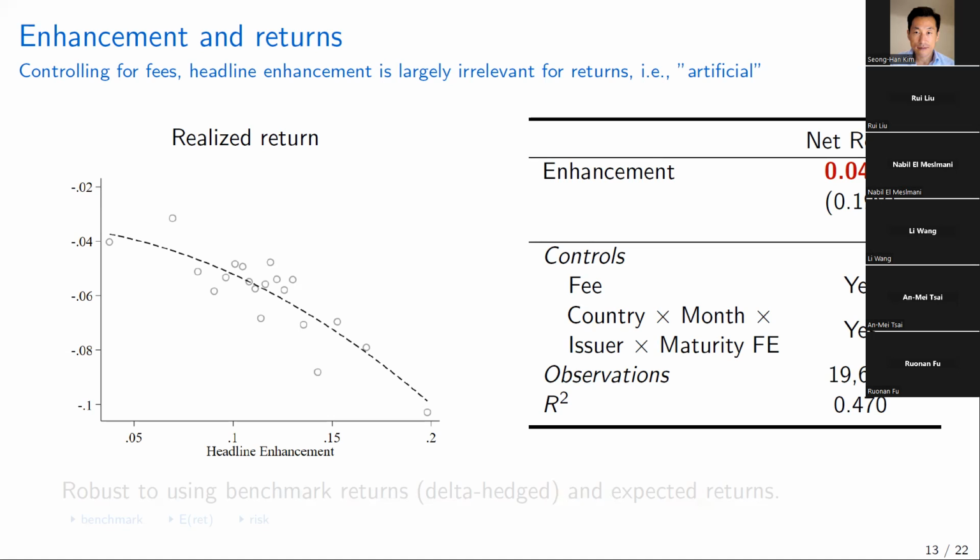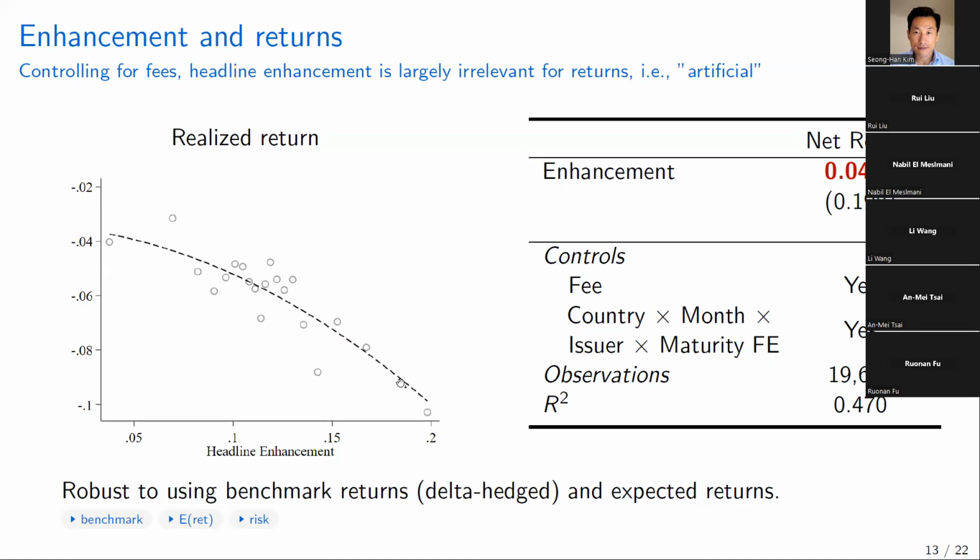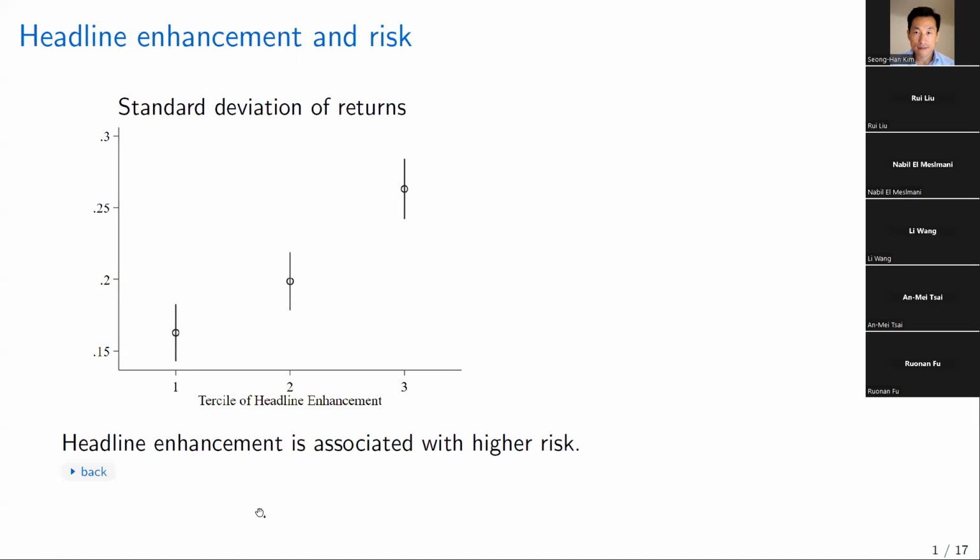Okay, so that would basically mean that 95% of the enhancements, 95% out of the 11 percentage points, do not translate into higher realized returns. Okay? This is also robust to using alternative measures of returns, so benchmark returns, which are delta hedge returns, or expected returns quantified under some expectation of the expected return of the underlying. You may also wonder, perhaps enhancement is lowering risk. This is not what I observe in the data. So if you look at the relationship between the standard deviation of the realized return with respect to enhancement, if anything, higher enhancement is associated with higher risk.